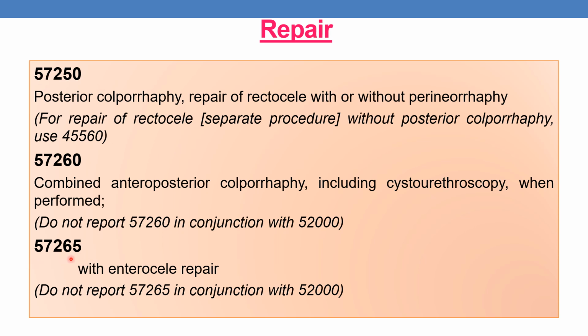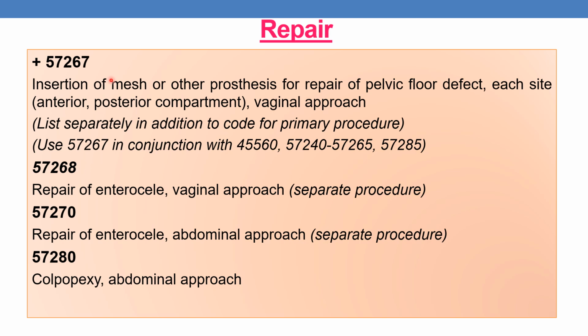The next is 57265. Combined anteroposterior colporrhaphy, including cystourethroscopy when performed, with enterocele repair. The next is an add-on code, 57267. Insertion of mesh or other prosthesis to repair pelvic floor defect, each site, anterior, posterior compartment, vaginal approach. Next is 57268. Repair of enterocele, vaginal approach. Next, 57270. Repair of enterocele, abdominal approach.